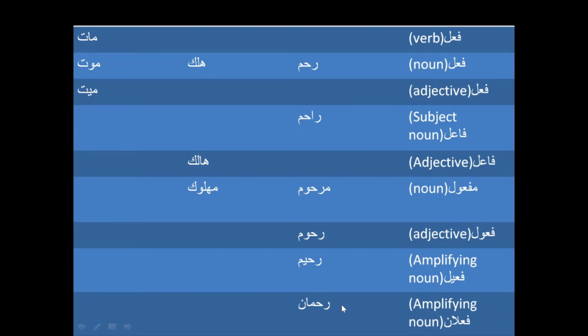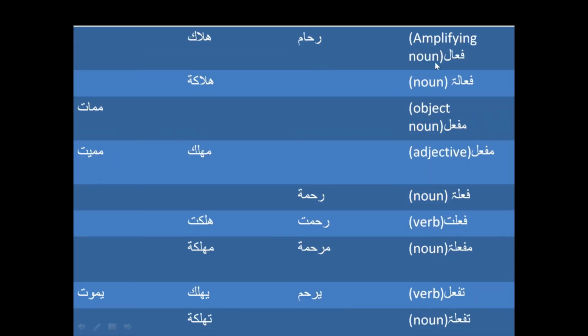And same way we have another form of amplifying noun, that is the fa'eel scale, and in this case between ha and meem of Raham there is an alif, so it becomes this scale. So this is another form of amplifying noun. So Rahim is just like Rahman, and in this case especially it is also a Rahim as well.